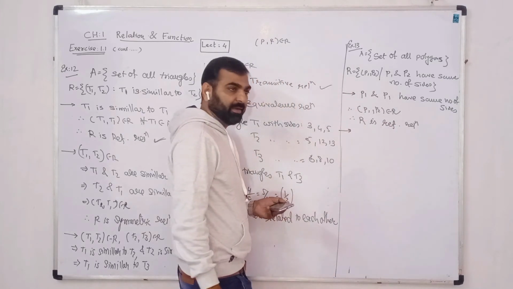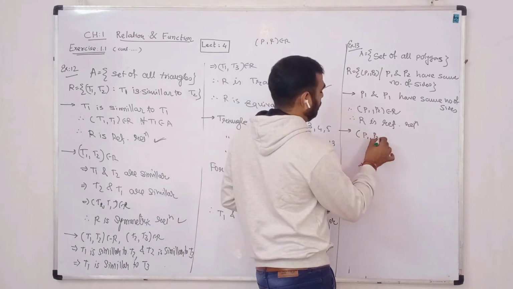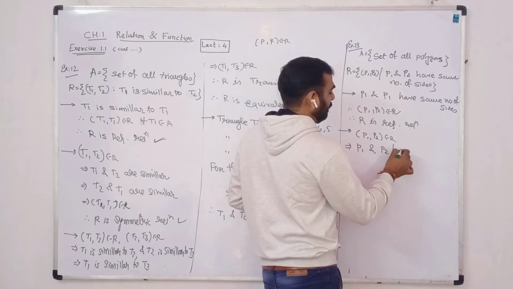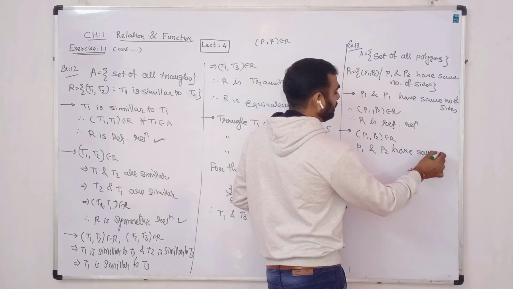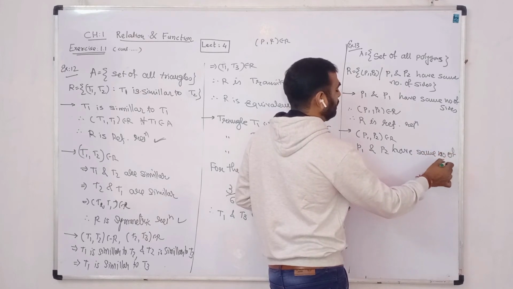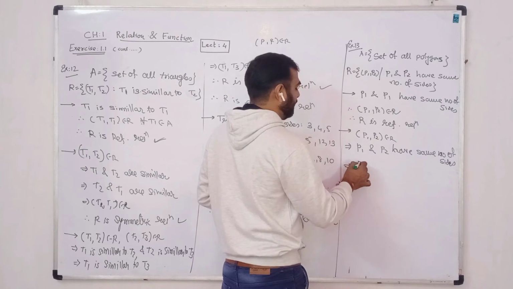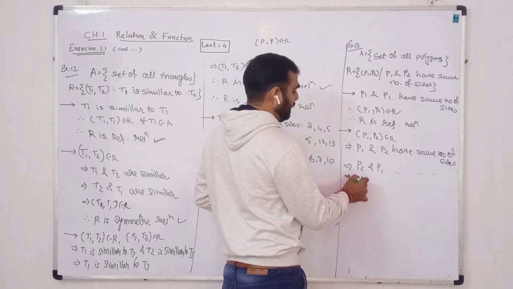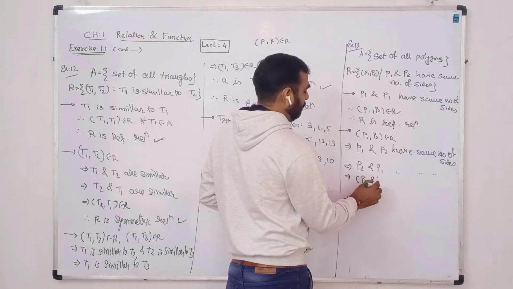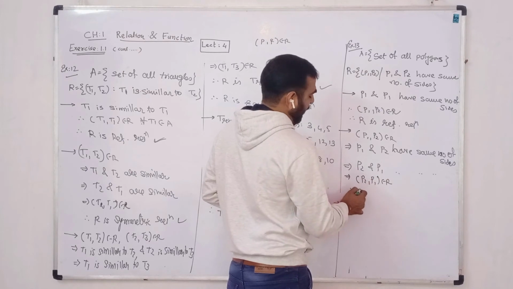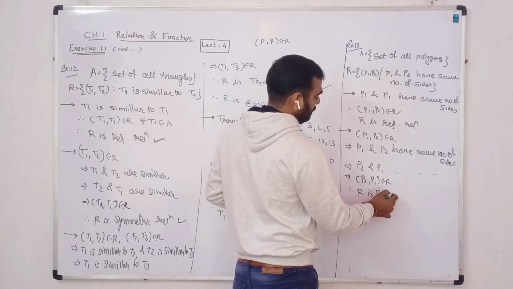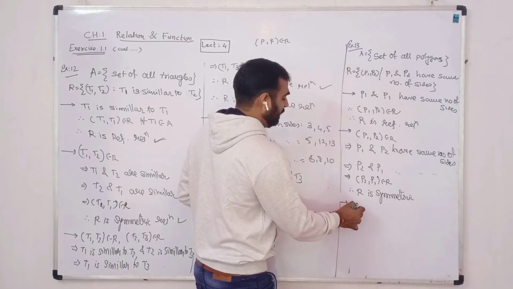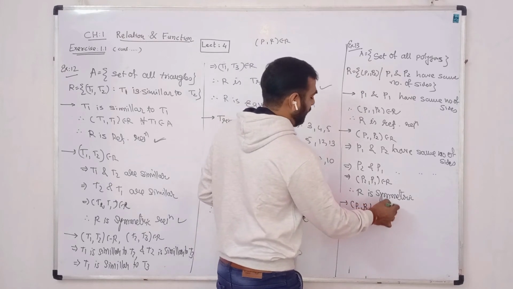Okay. Then second part is P1, P2 belongs to R. उसका मतलब क्या होगा, P1 and P2 have the same number of sides. That implies we can say that P2 and P1 have the same number of sides. So that implies P2, P1 belongs to R. So R is symmetric.